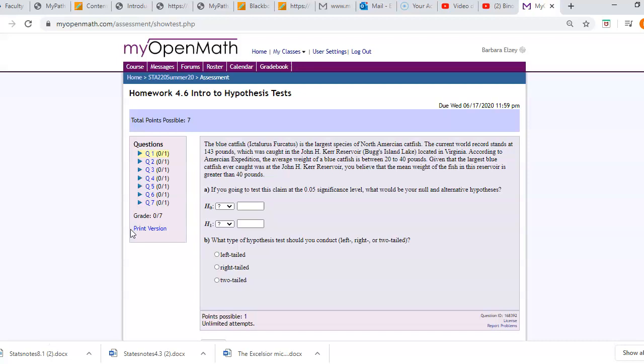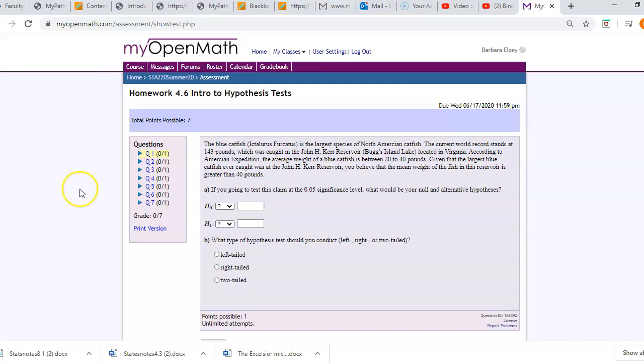Okay, now, part A. If you're going to test this claim at the 0.05 significance level, what will be your null and alternate hypothesis? Okay, so here's what we need to do first. Look at that last sentence. You believe that the mean weight of the fish in this reservoir is greater than 40 pounds. Our alternate is always what we want to prove. So we want to prove that the mean weight is greater than 40.